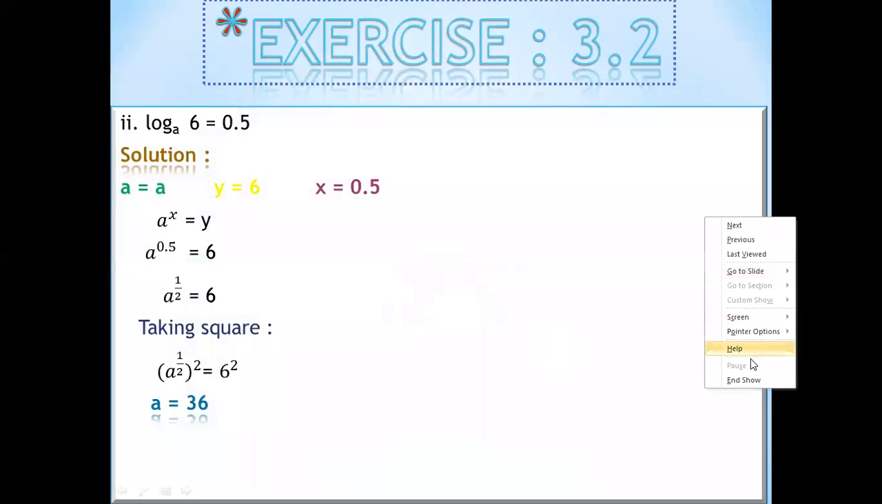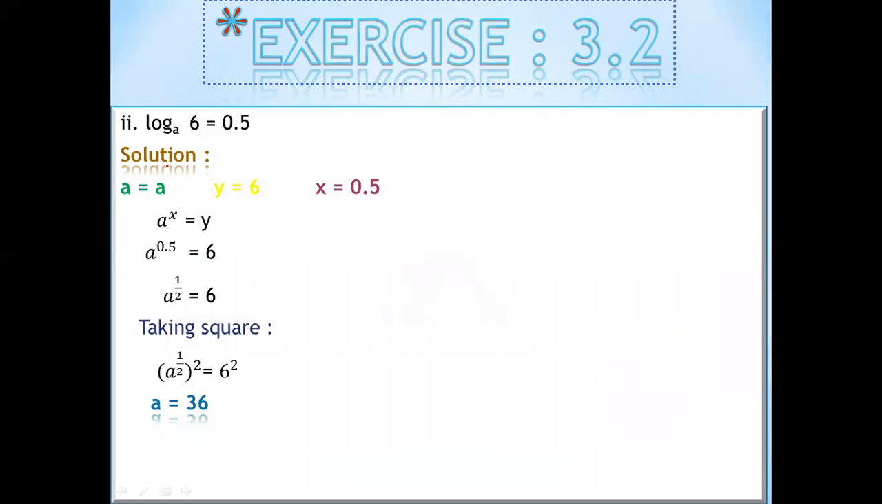The second part is log to the base a of 6 is equal to 0.5. When we compare this to the exponential form, a is a, y is 6, and x is 0.5. When we put the values in the formula, a raised to the power x is equal to y, a is already a, so we write a. Instead of x, we write 0.5, and y is 6. So a raised to the power 0.5 is equal to 6.